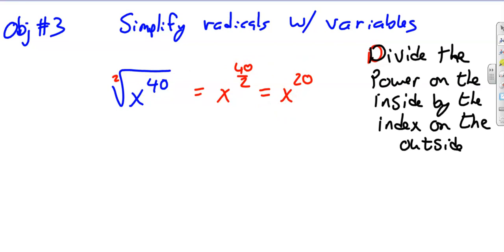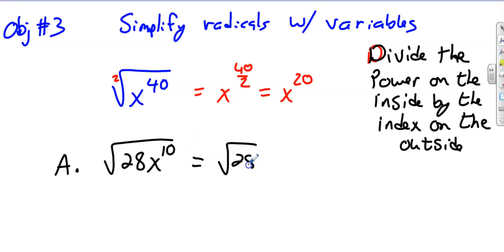Okay, now here's the thing they're going to do different, which we talked about a little bit back in 10.1. The only thing they're going to do different with these today is they're going to give you a number, and it's going to be something like the square root of 28 x to the 10th or something like that. If you have these, you're going to do it in two parts. You can do the square root of 28, and then we'll do the square root of x to the 10th. So you can break it up into two parts when you go through this.